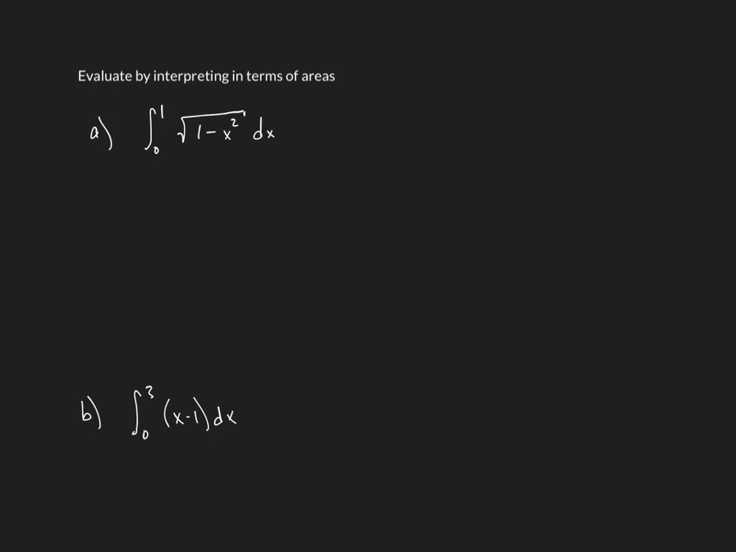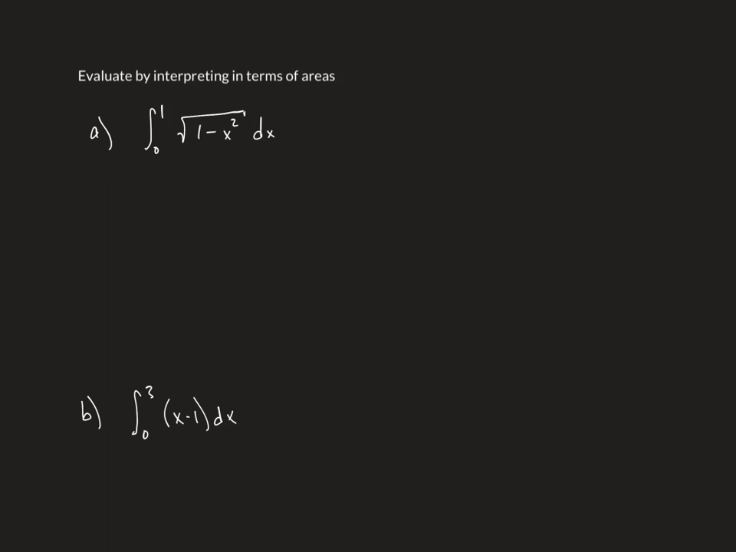A couple more examples that are a little different from previous examples. Let's evaluate these by interpreting them in terms of area. The reason it's written like that is that we're not going to approximate using rectangles here. We're going to recognize that with these, I could just calculate the exact area pretty easily with the way that these functions are written out.